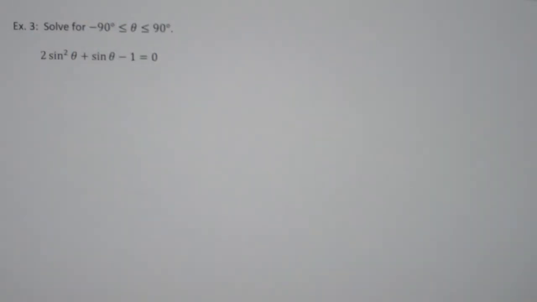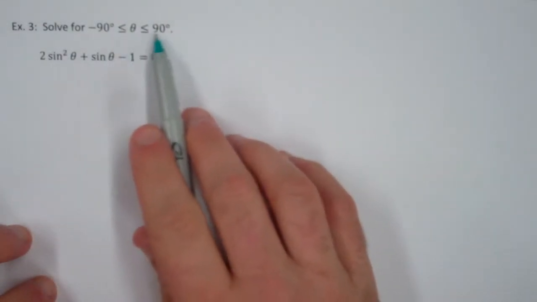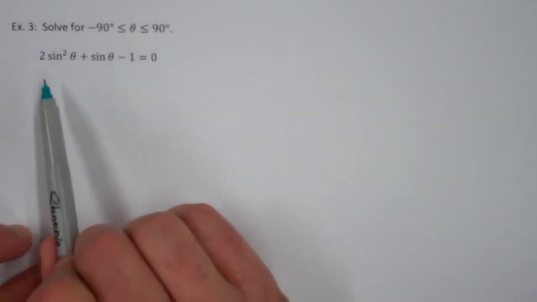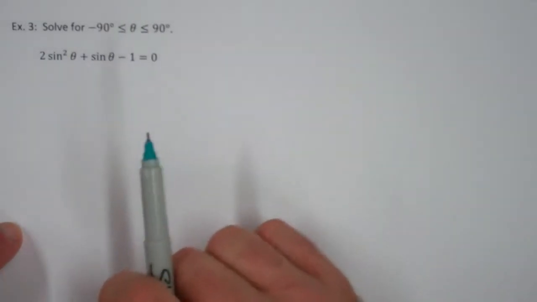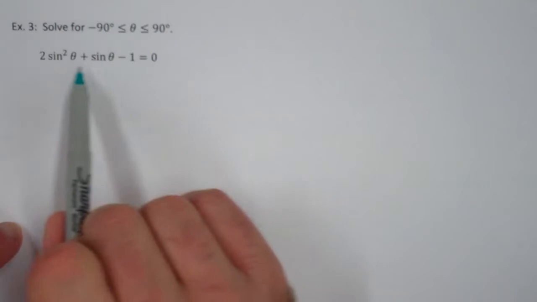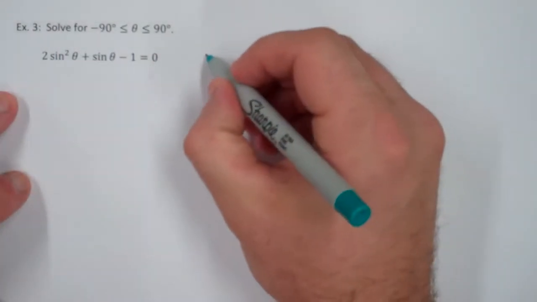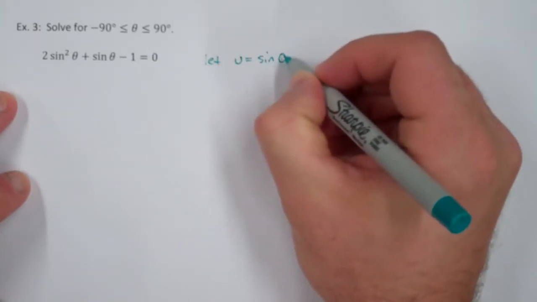In example 3, we want to solve for negative 90 is less than or equal to theta is less than or equal to 90. We've got the sine, so these are the principal values for sine. Great. One thing I'm noticing right now is we only have the sine. If that wasn't the case, we would normally want to switch some things out here and then try to get one trigonometric function only. Let me show you how this works if we let u equal the sine of theta.